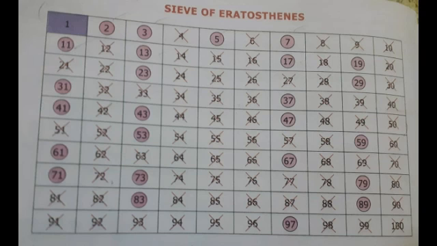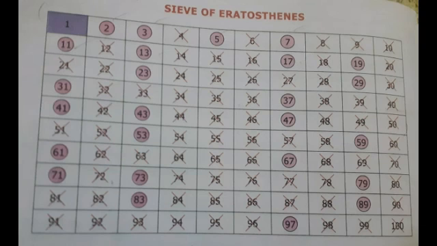Now, how to find the prime numbers from 1 to 100? There are 2 steps to follow. The first step is to select the second table, and we have to cross out the multiples of 2. Have to cross out the multiples of 2, and 2 alone we need not circle.